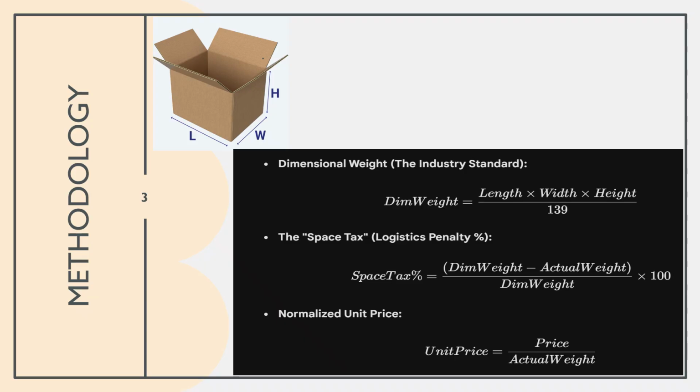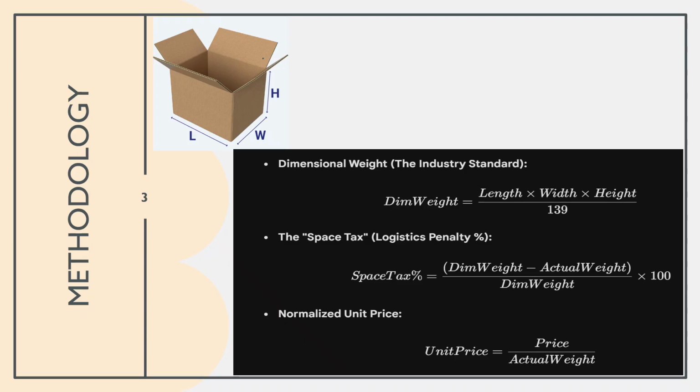The 139 divisor isn't just a random number. It represents the density pivot point for major carriers. It assumes that 1 pound of cargo should take up no more than 139 cubic inches. By applying this to our dataset, we can see exactly when an item becomes inefficient in a shipping tote. When the dimensional weight exceeds the actual weight, the algorithm must account for that lost space, and that is where our space tax begins.